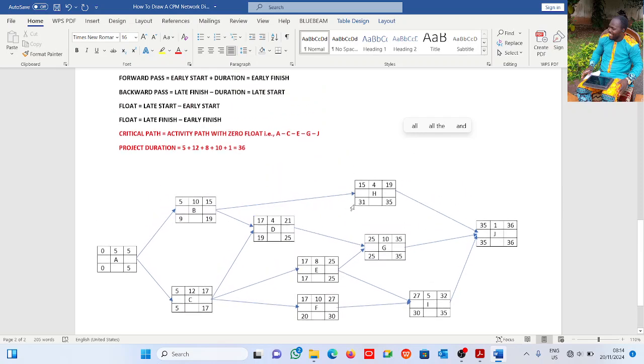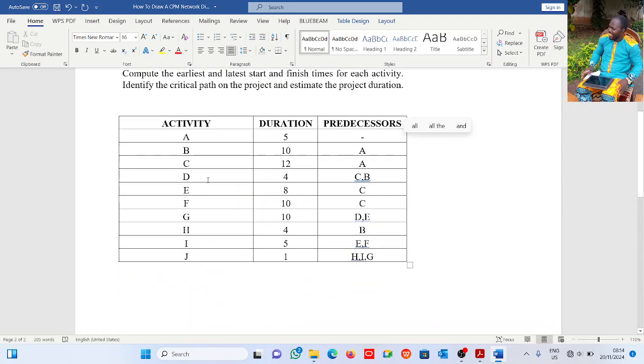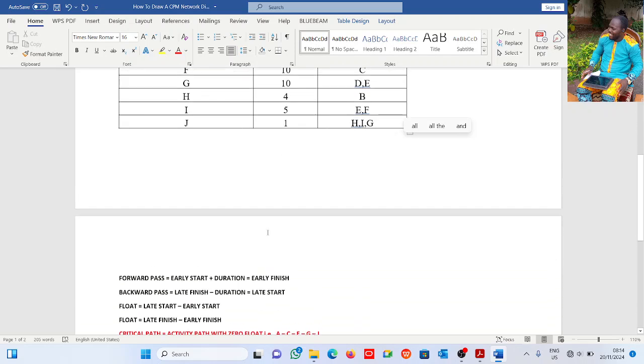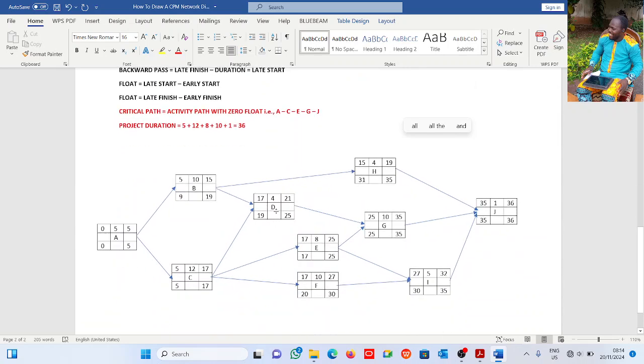Now we've done that, let's go to the next activity. D has C and B as predecessors. Let's see what we have here. This is activity D, this is activity B, this is activity C. D has these two as predecessors.